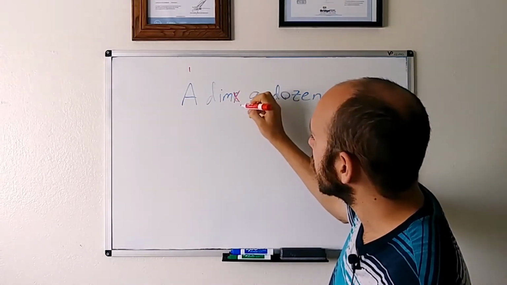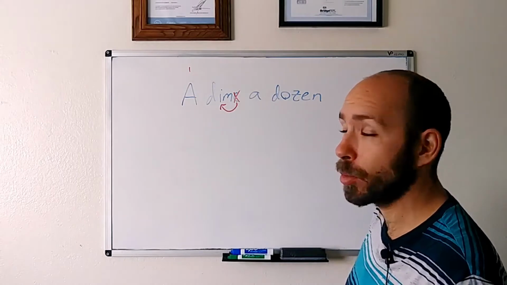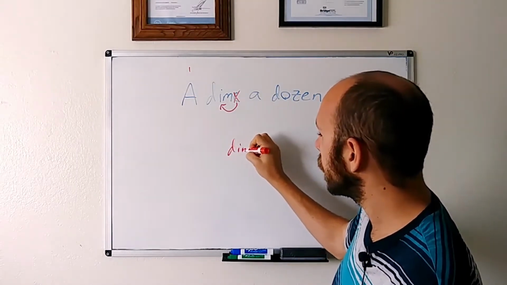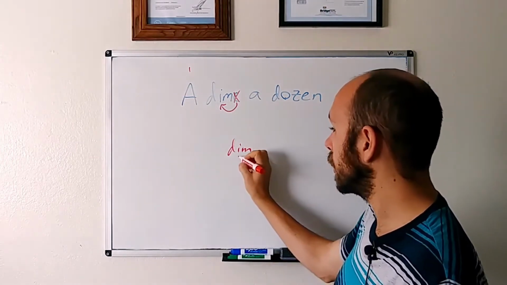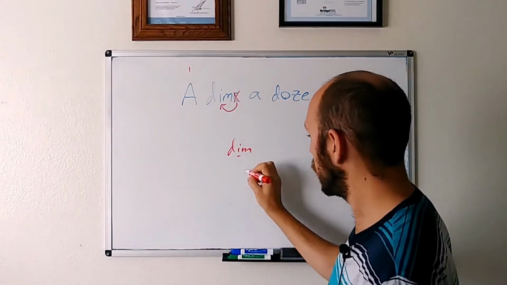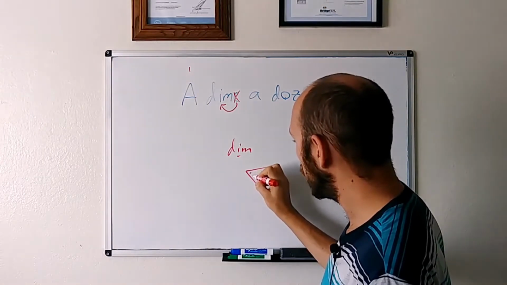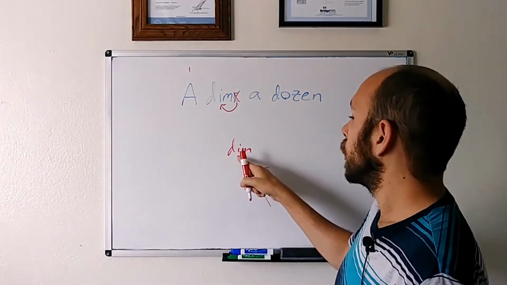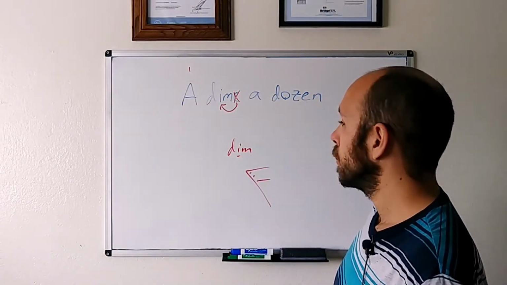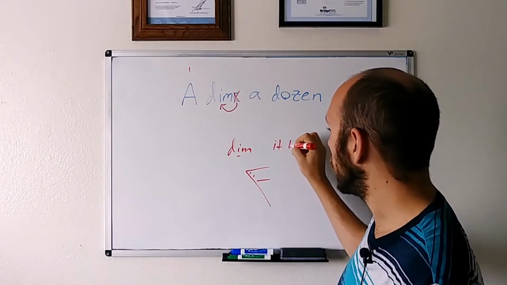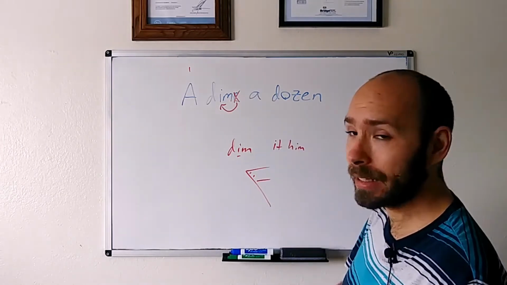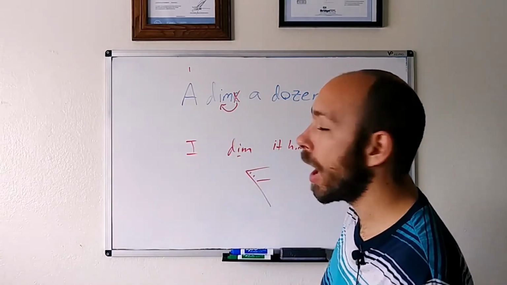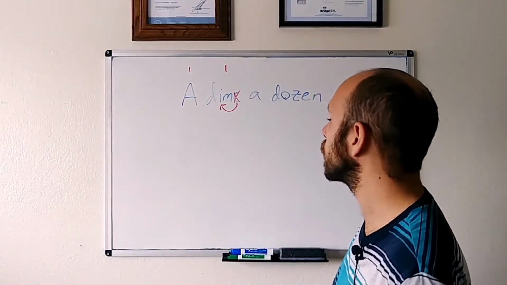Remember, silent E, this is just telling us that this I needs to be pronounced as the diphthong I. D-I-M is pronounced "dim" with that second vowel sound on the chart. As usual, you can find the link to the vowel chart in the description below. D-I-M is just "dim," like "it" or "him." When we add the silent E, it's going to change I to I, just like the word "I." So that is just one syllable.